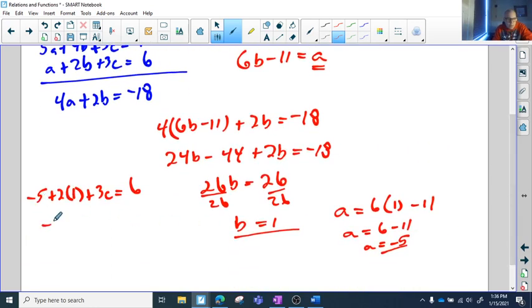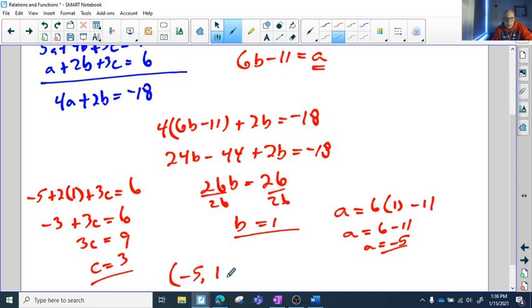Negative 5 plus 2 is negative 3 plus 3c is 6. Move that over here to isolate your variable. 3c is 9. Divide both sides by 3. And c turns out to be 3. So my solution in alphabetical order would be negative 5 for the a, 1 for the b, and 3 for the c. And there you have it.